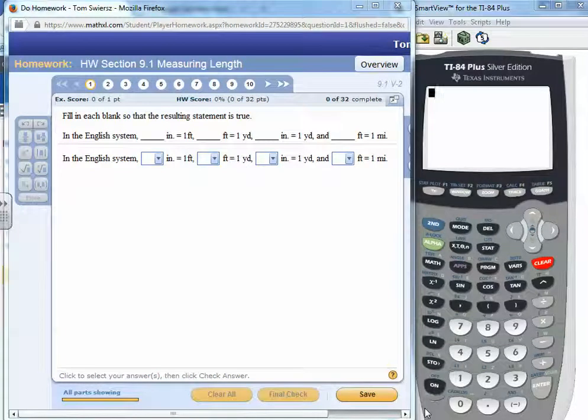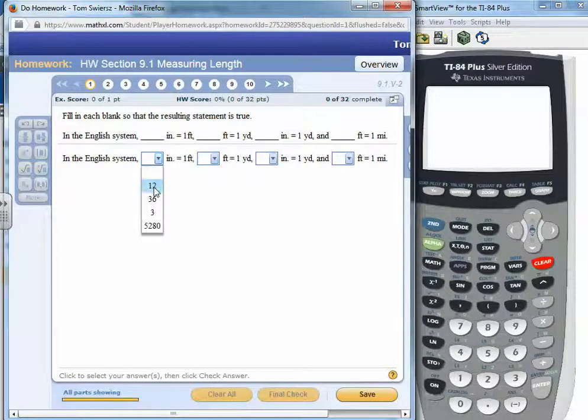Let's begin this session with homework exercise number 1 from section 9.1, measuring length. It says fill in each blank so that the resulting statement is true. In the English system, which is primarily what we use in the U.S., how many inches are in a foot? It is 12 inches. So there are 12 inches in a foot.